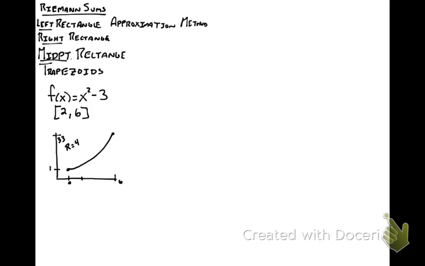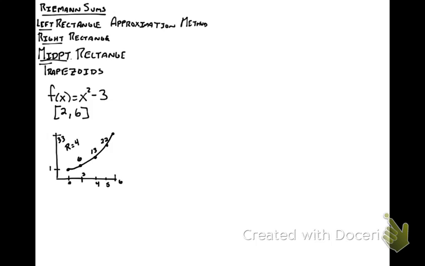Since the whole length of my curve from 2 to 6 is 4, if I break this up into 4 intervals, I need intervals of length 1. So 3, 4, and 5. And the y values at each of these points will be: at 3, 6; at 4, 13; and at 5, 22. So just labeling some things here. And let's start with the left rectangle method.